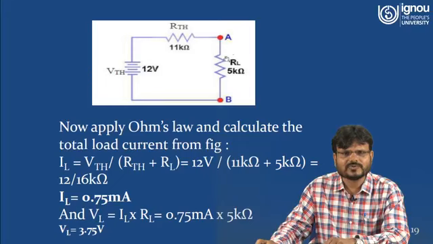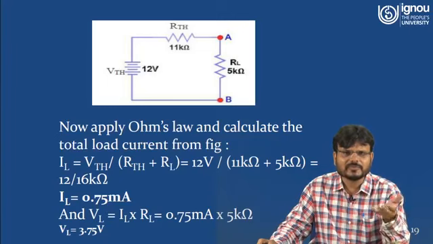Now you have to find the current flowing through terminals A and B, or the current through this load resistance 5 kilo ohm. So IL is equal to VTH divided by RTH plus 5 kilo ohm. So IL is equal to VTH upon RTH plus RL. And what is the value of VTH? That is 12 volts divided by 11 kilo ohm plus 5 kilo ohm. So it is 12 upon 16. So this IL current is equal to 0.75 milliampere. So by the Thevenin theorem, you have calculated the load current, 0.75 milliampere.